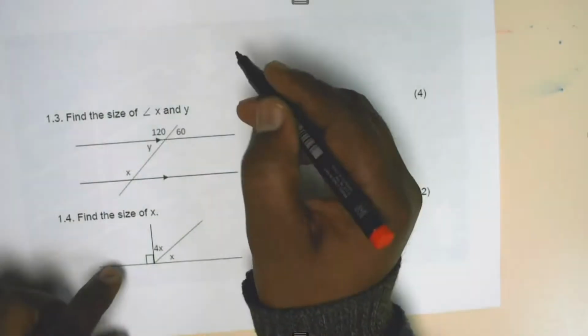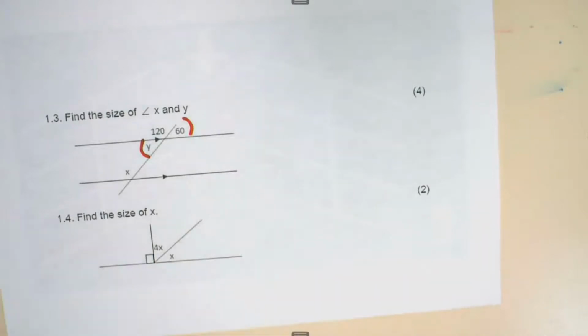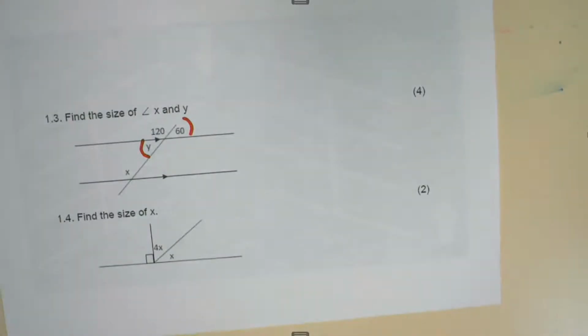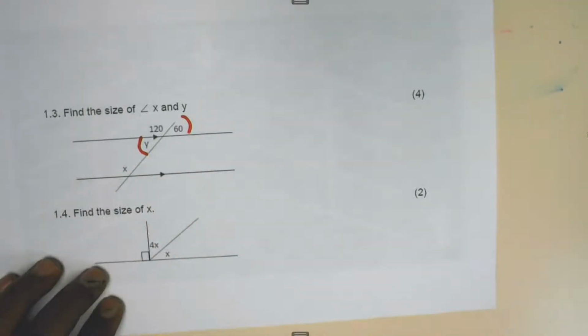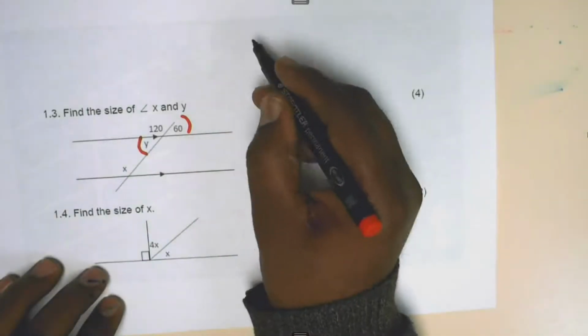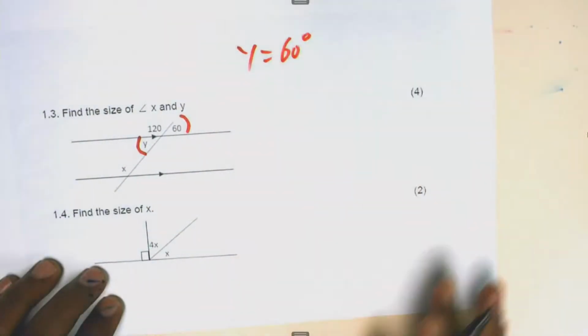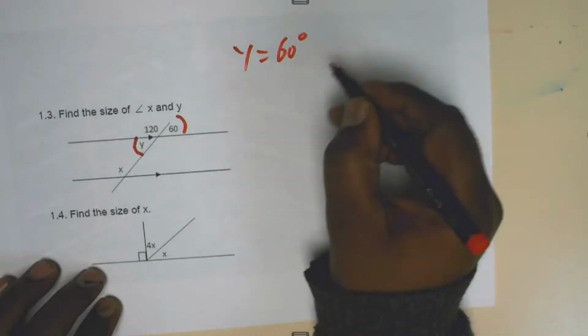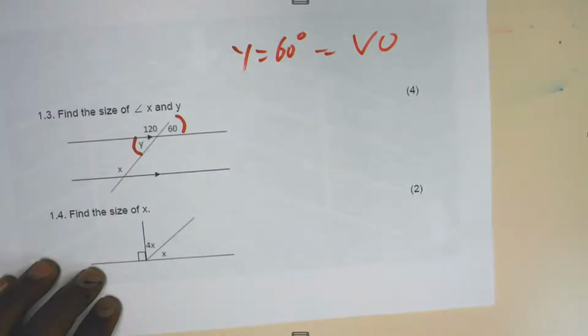Now, what is the relationship? Y and 60 are vertically opposite. And 120 plus 60 gives you 180. If that's the case, it tells you this is a straight line. So already, Y equals 60 degrees. Remember, that's your statement. The reason: vertically opposite. That's relationship number 1.